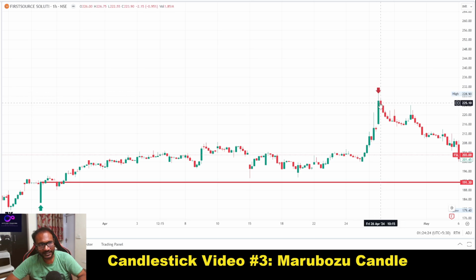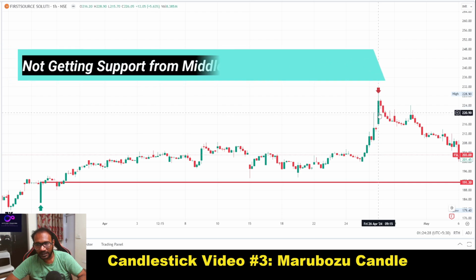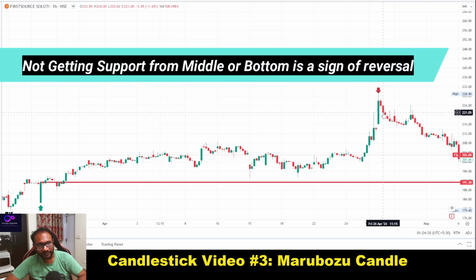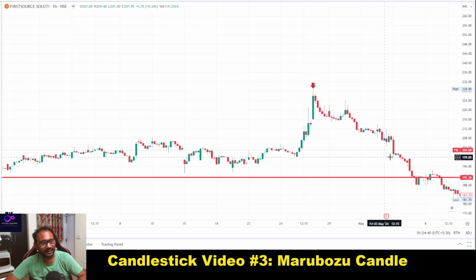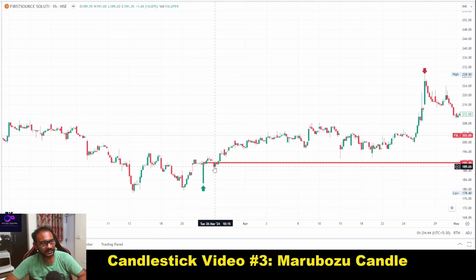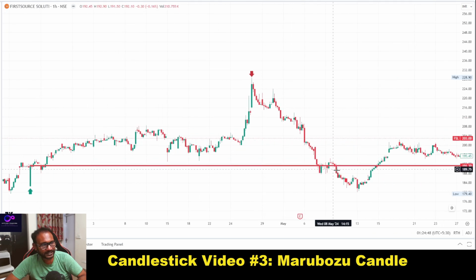But what happened on the next candle? It came down. Okay, is it finding some support at the middle of this candle? We were expecting some support. No, it broke. And it almost came to the lower edge of the Marubozu candle. Then what happened? It continued to fall down. And right now it has come down to this level. Now you see, this Marubozu candle's top is being tested.